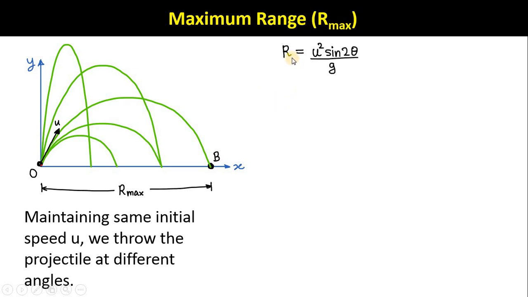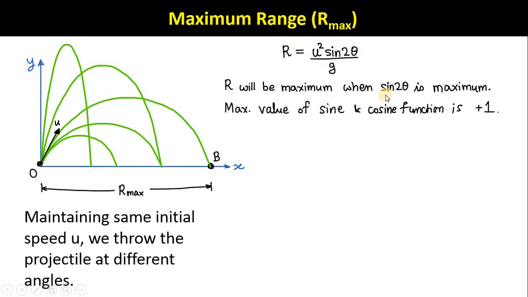So starting with the formula that we have just derived on the previous slide, that range is u square sine 2 theta by g. By looking at this formula, can we say that the range is directly proportional to sine 2 theta? Because we cannot change the speed. Speed will remain the same, g will also remain constant. What is in our control is only the angle theta. We can control the angle theta by raising the gun up or down. So we can say that range R will be maximum when the value of sine 2 theta is maximum, right? Range is proportional to sine 2 theta.